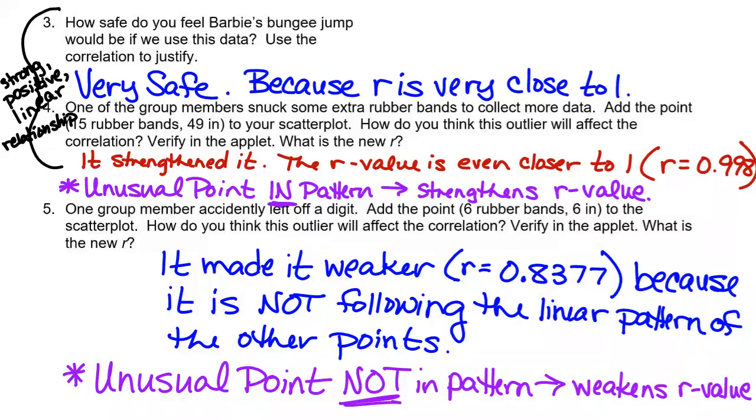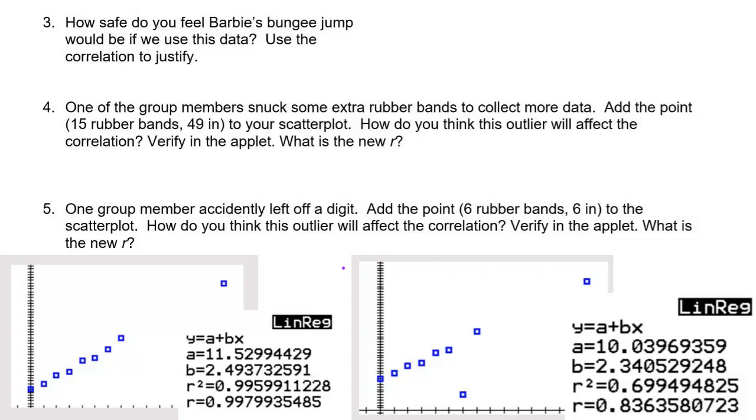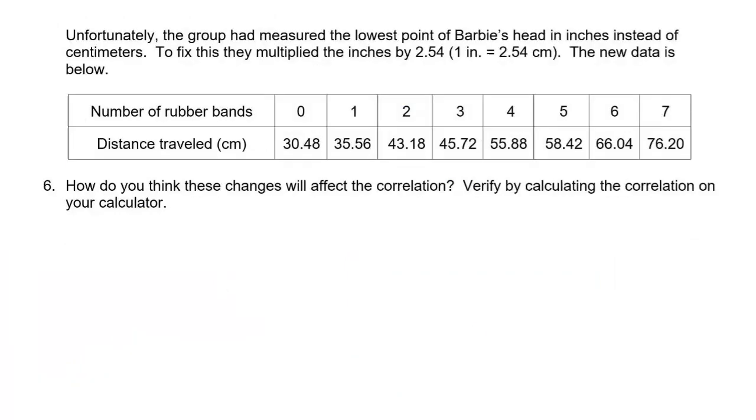Same thing. Let me go back and look. 0.99, if I round, that'd be 0.9924, right? Original R value. Is that what it looks like this time? All right. So here I've got both of them up. There's our original one. There's our new one. Or sorry, no, this one is this guy. Here we go, I was on the wrong page.